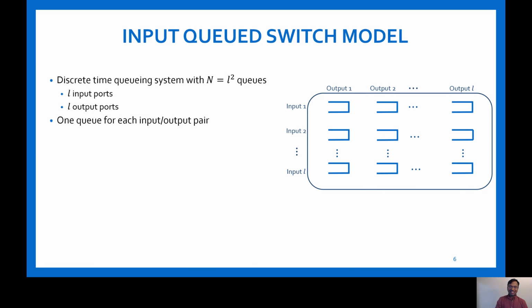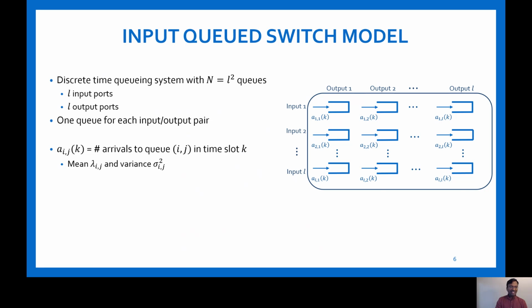One can think of them as being arranged as in a matrix, an L cross L matrix, where the rows correspond to inputs, the columns correspond to outputs, and there are L inputs and L outputs. And there is one queue corresponding to each input-output pair. And arrivals of jobs or packets or customers come into each of these queues according to an arrival process.